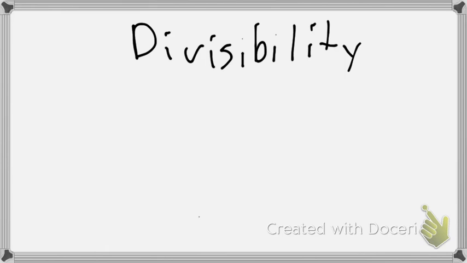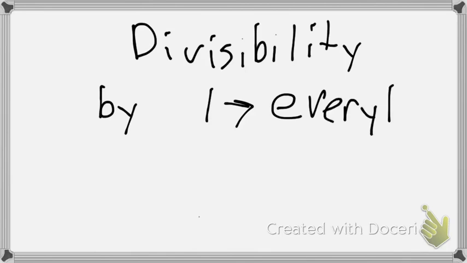So here we go. What we're going to do is 1 through 5 and then 6 through 10. So 2 separate videos. Each of these should only be about 5-6 minutes each. So divisibility by 1. Every number is divisible by 1. Anything divided by 1 is itself. Okay?